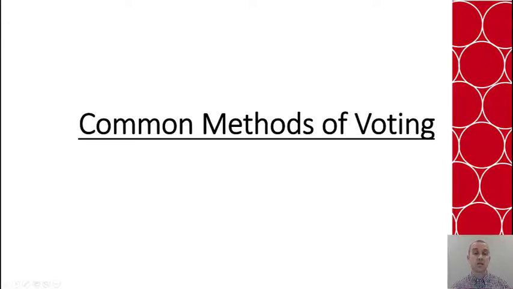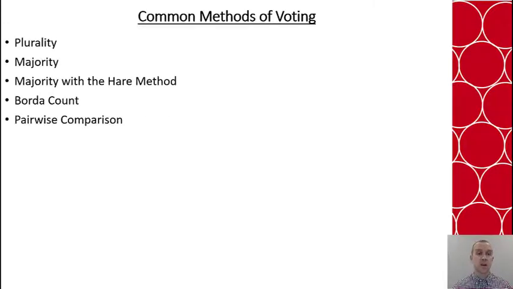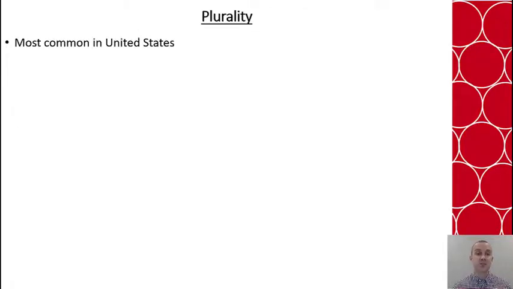In this video, we'll discuss common methods of voting. Now, there are four major methods we'll talk about: plurality, majority, Borda count, and pairwise comparison. In the majority, we'll also discuss the concept of the Hare method. Now, the plurality is one of the most common methods used in the United States.